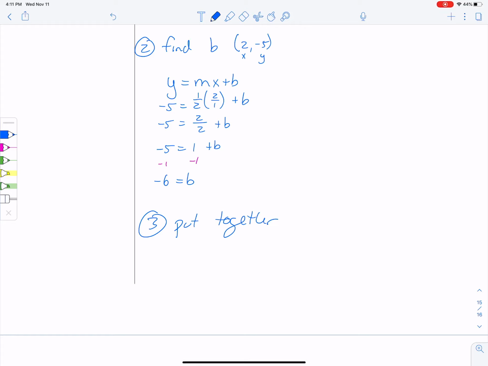So I have y is equal to my m, which is 1/2, x, and then my b, which is minus 6. And then I need to write it in function notation, so I change my y to f of x, 1/2 x minus 6. And I'm done.